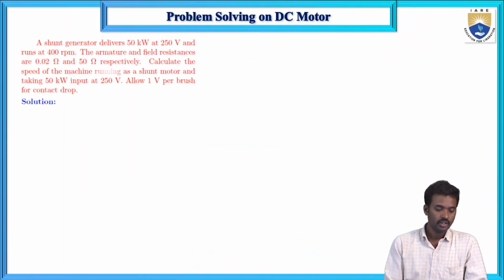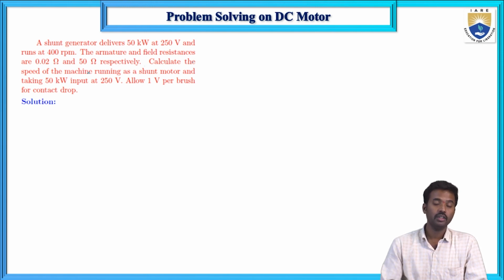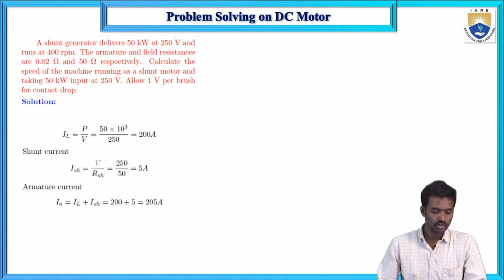Next, a shunt generator delivers 50 kilowatts at 250 volts and runs at 400 rpm. The armature resistance and field resistance are 0.02 ohms and 50 ohms respectively. Calculate the speed of the machine running as a motor and taking 50 kilowatts input at 250 volts. Allow 1 volt per brush drop. Solution for this. So first here.